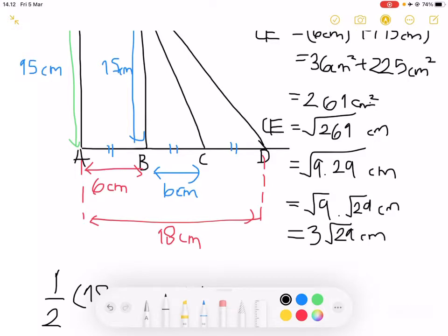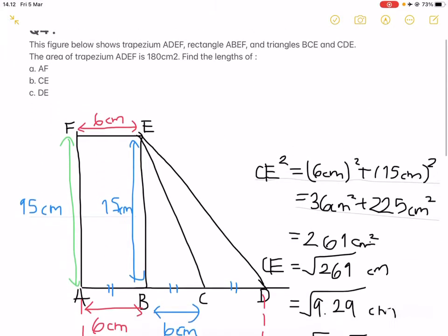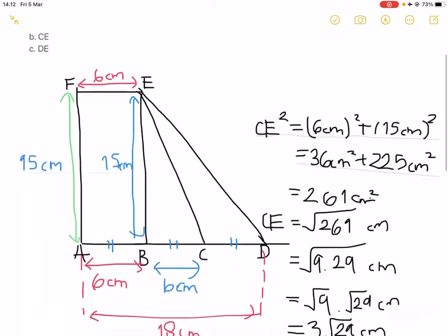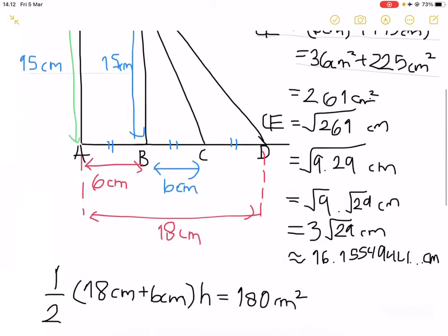And if you input this to a calculator, you'll get this is roughly equal to 16.1554944 and so on centimeters. Alright, so that's the length of CE. Let's work out length DE. So for length DE, I'm just going to look at triangle BDE, it is also a right angle triangle.